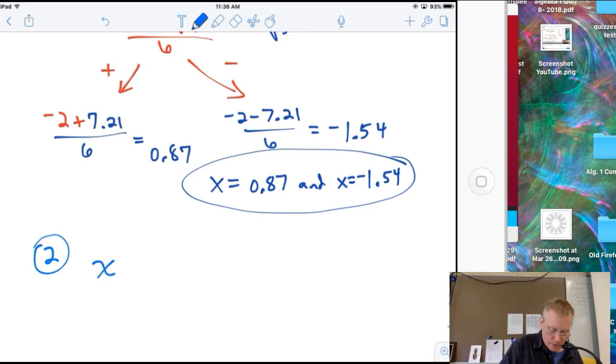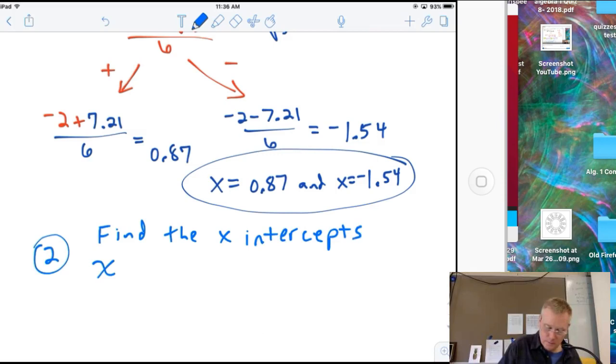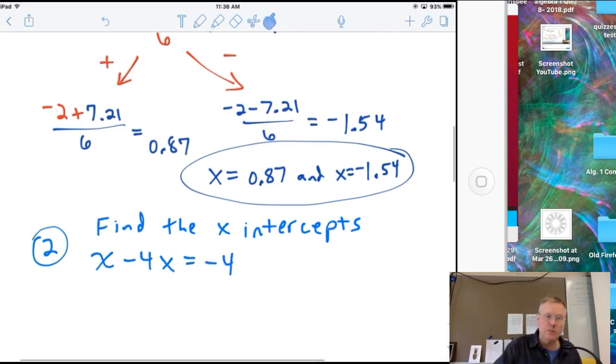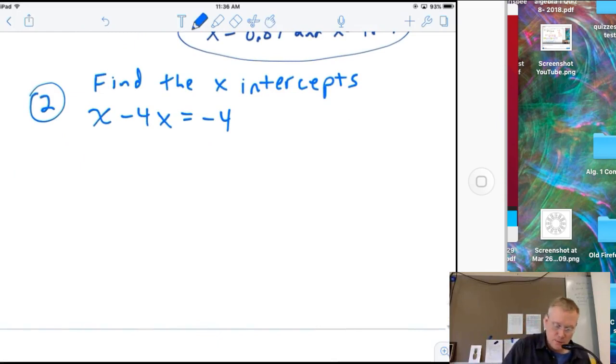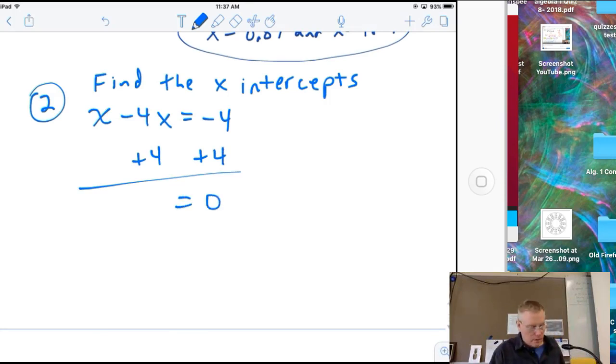X squared, oh yeah, I should write directions. Find the x-intercepts. X squared minus 4x equals negative 4. Okay, so the first thing I'm going to do is I need to bring everything to one side of the equal sign. So I'm going to add 4 to both sides. So I got equals 0 over there, okay?